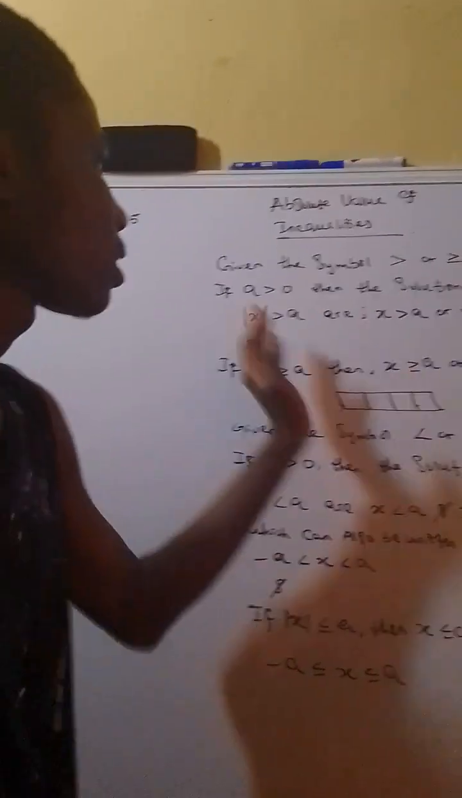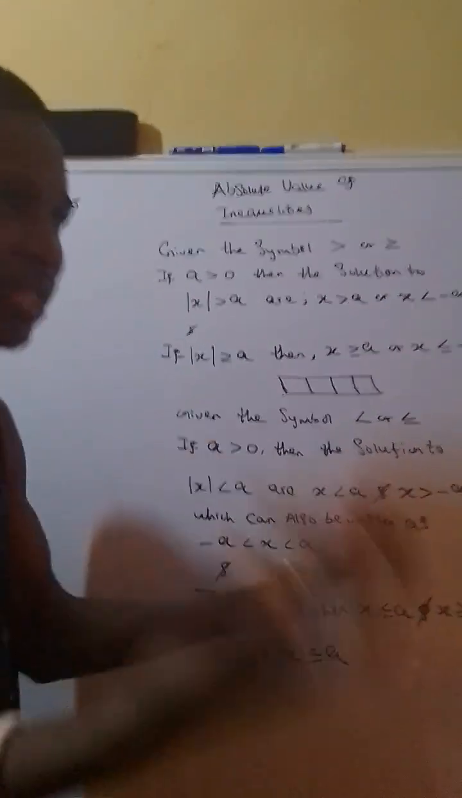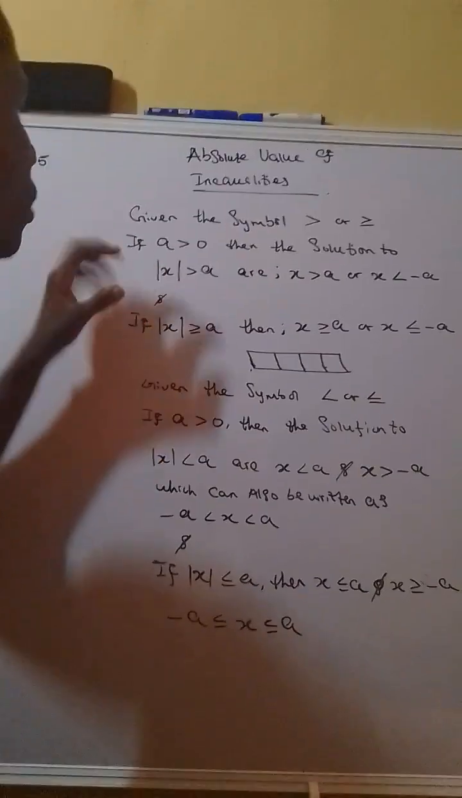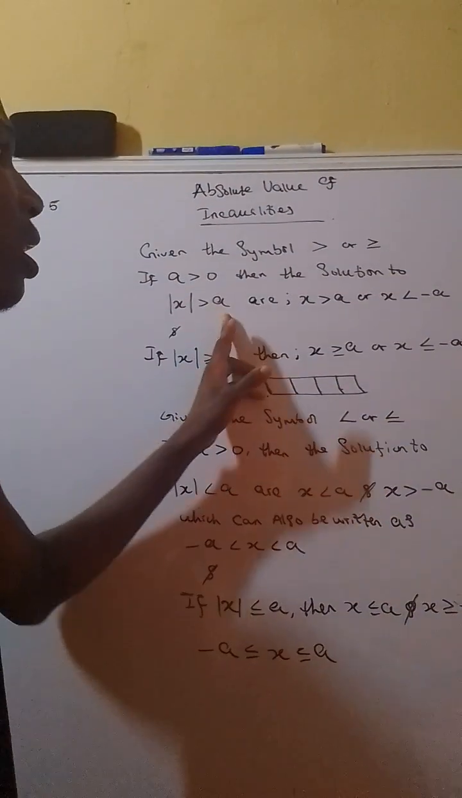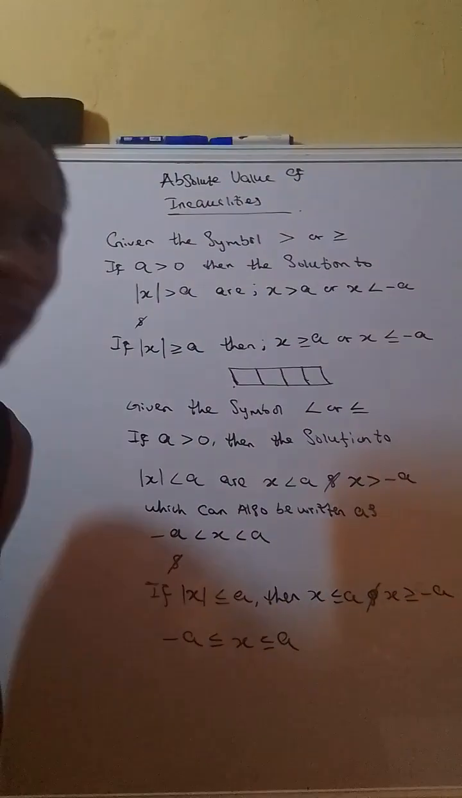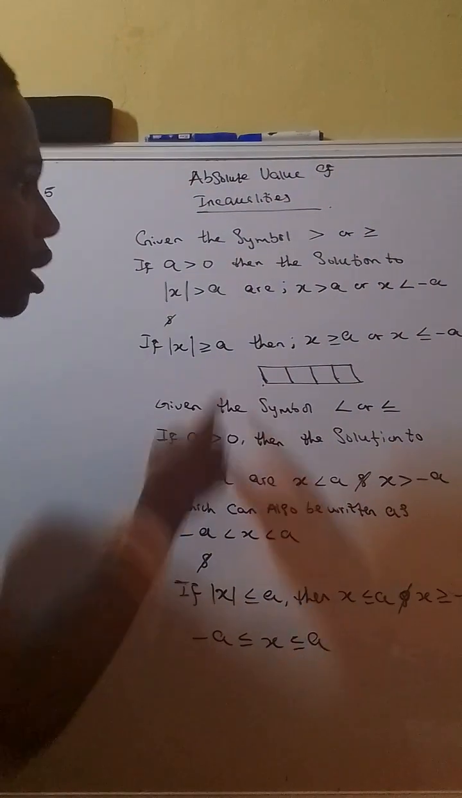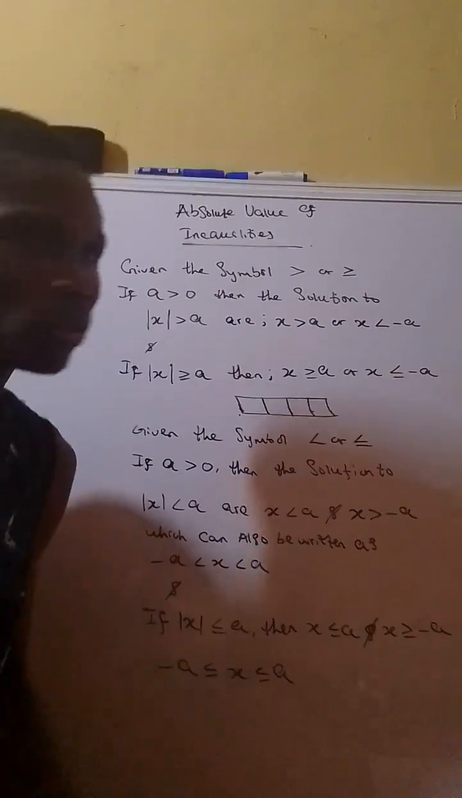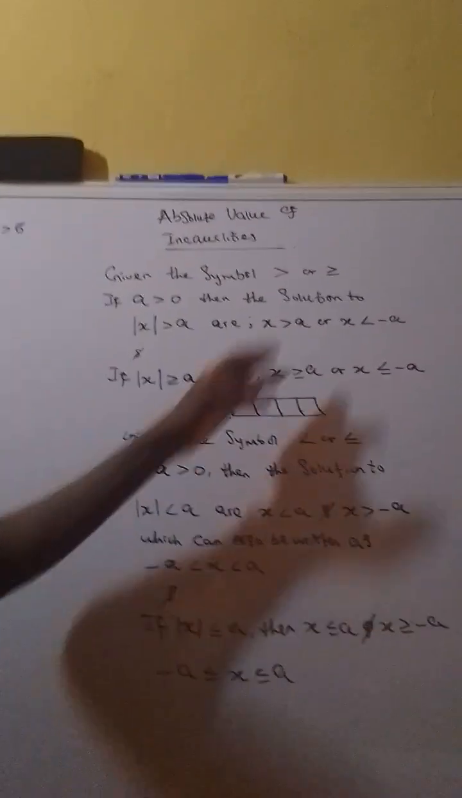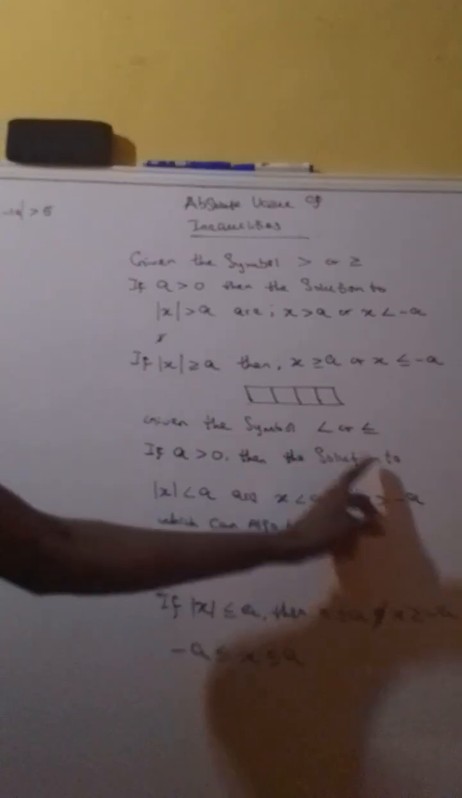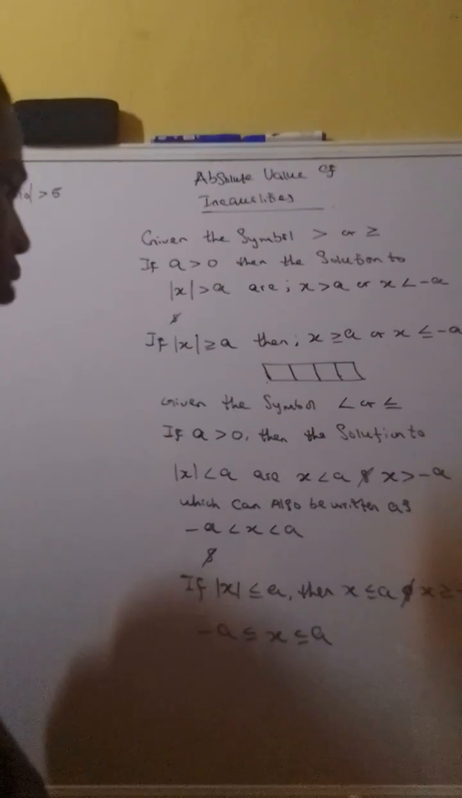Now all this becomes sensible when you are dealing with examples. So the solution to the absolute value of x greater than a is x greater than a or x less than minus a, and the solution to the absolute value of x greater than or equal to a is x greater than or equal to a or x less than or equal to minus a. Now what if the symbol is less than or less than or equal to? This is what you have to do.